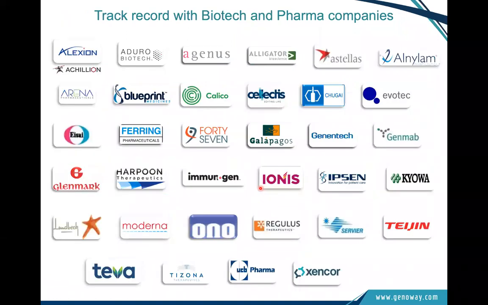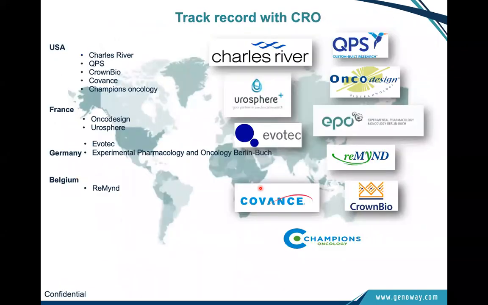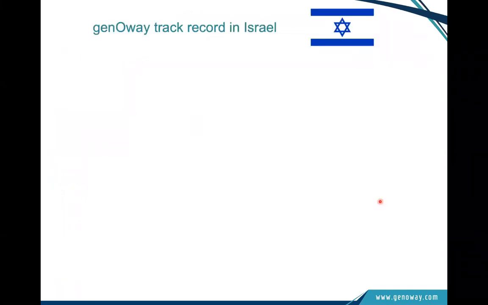We also work with mid-size pharma and biotech, and this slide summarizes some of the companies we work for. We are also providing models with CROs in the field of immuno-oncology and inflammation. Our models are routinely used by CROs such as Champion Oncology, Covance, Charles River, OncoDesign, Evotec, and others, and CrownBio.